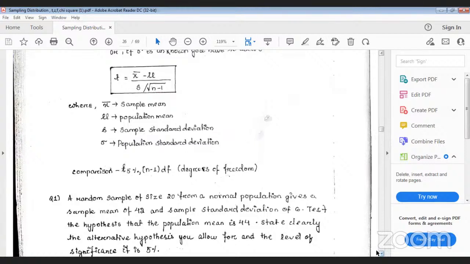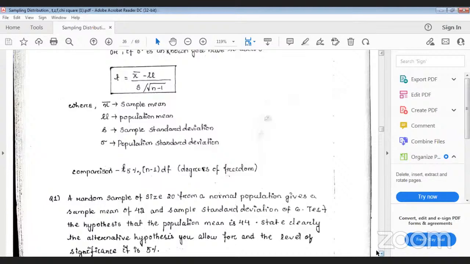But how to get the tabulated t value from the t table? We have to check for the 5% level of significance and n minus 1 degrees of freedom. So what is your n? N is your sample size. Suppose it is 50, or suppose it is small sample, say 20, then 19 degrees of freedom. You check from the 5% level of significance what the tabulated value is. It is given in the table, directly you will get.